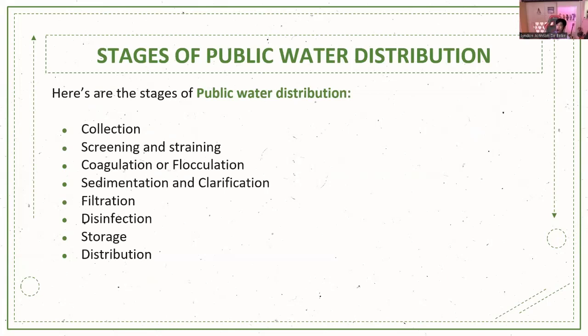Here are the stages of public water distribution. First is collection, next is screening and straining, coagulation or flocculation, sedimentation and clarification, filtration, disinfection, storage, and last is distribution. These are the main stages of water distribution, which will be further discussed throughout the report.